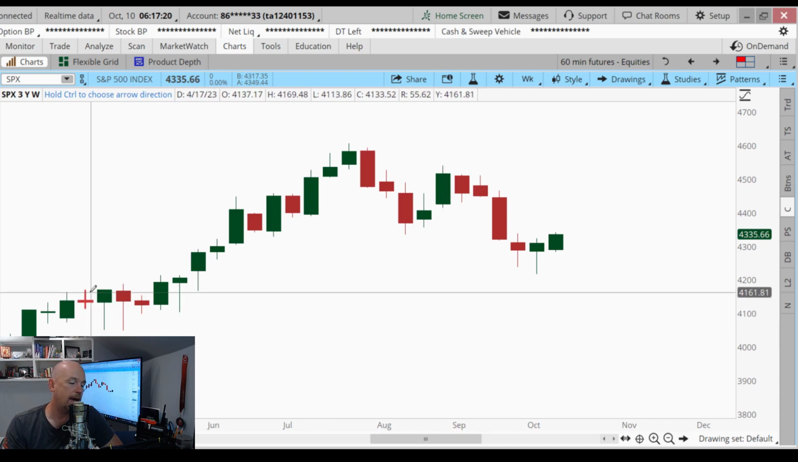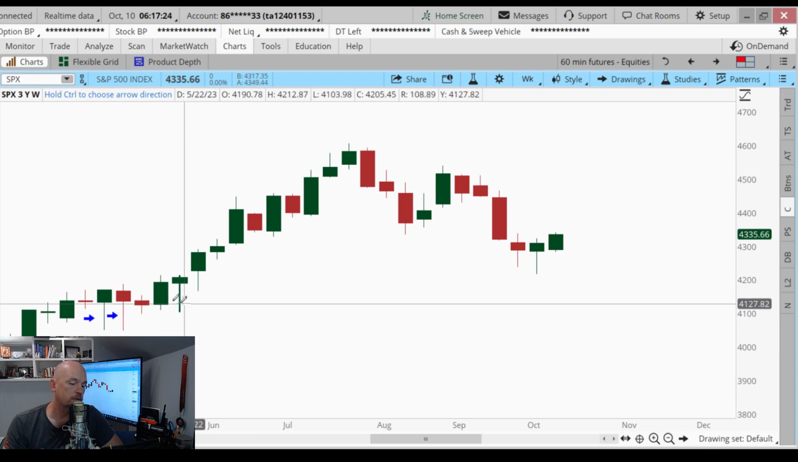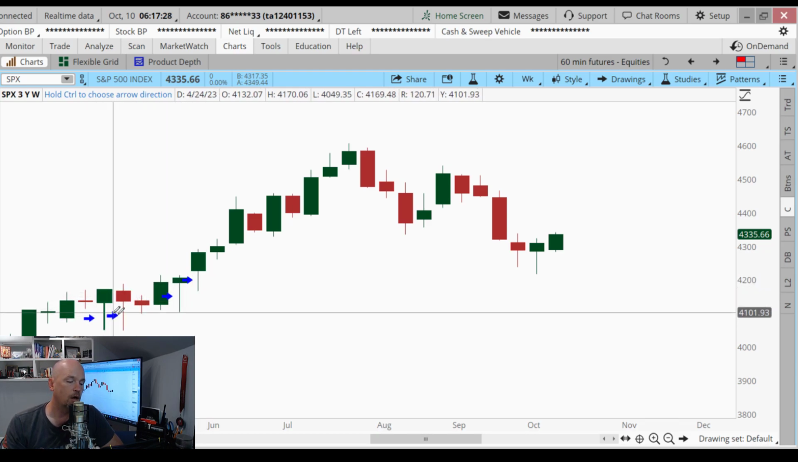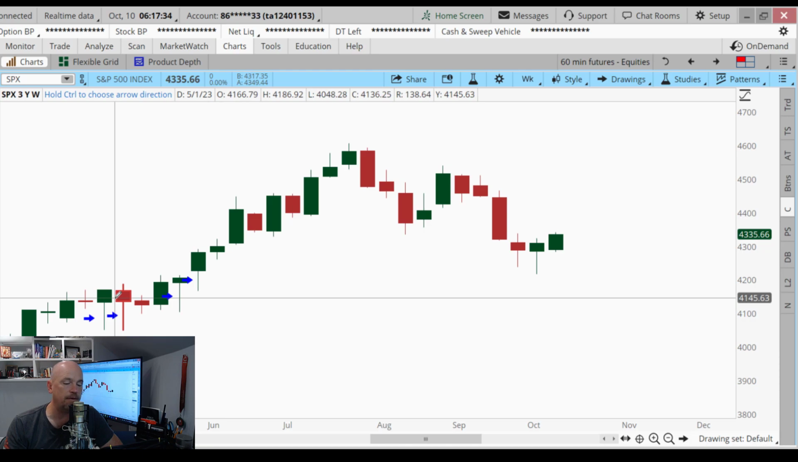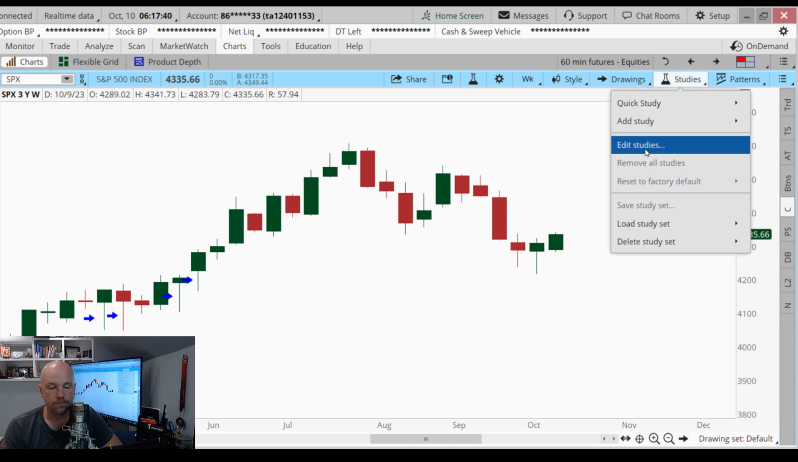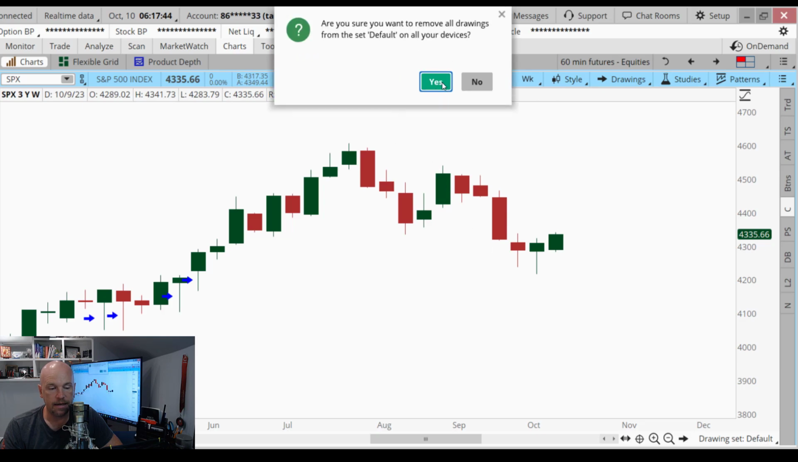Matter of fact, we saw that happen here and here in the past. We also saw it here and here. But you notice those long lower wicks, in order for price to really give you a follow through, they have to be followed by a higher high in the next week. Right? They must be followed by a higher high in the next week.